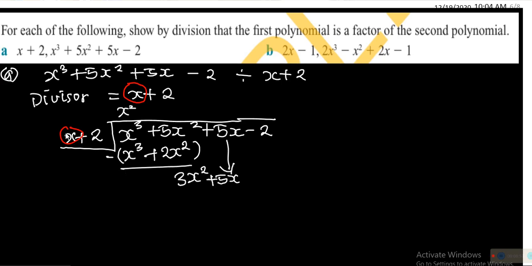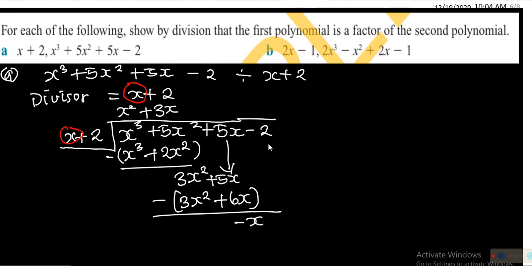Okay, divide again using x, the first term. x in 3x squared will give us plus 3x. So multiply again: x times 3x gives us 3x squared, plus 2 times 3x we have 6x. If you subtract again, this one becomes 0. 5x minus 6x will give us minus x. Then you bring down minus 2. So x in minus x will give us minus 1. If you multiply, you have minus x plus 2 times minus 1, minus 2. So we have 0.